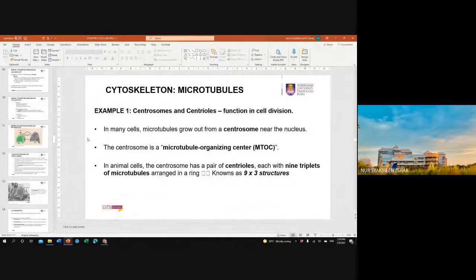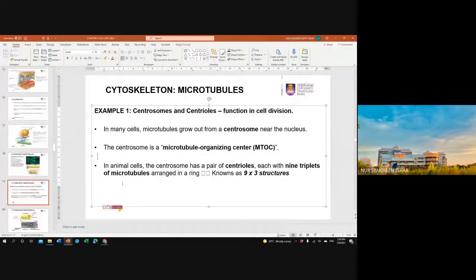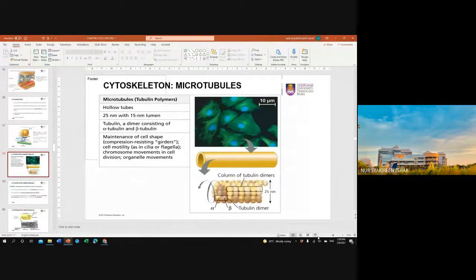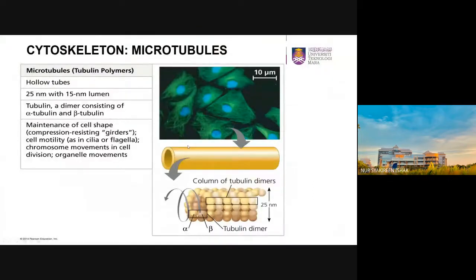Okay, so for example, it says here, microtubules. The first type of cytoskeleton is microtubules. If you look at the structure of microtubules, it is actually hollow tubes of diameter 25 nanometer.